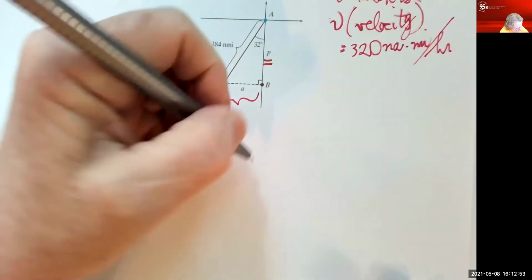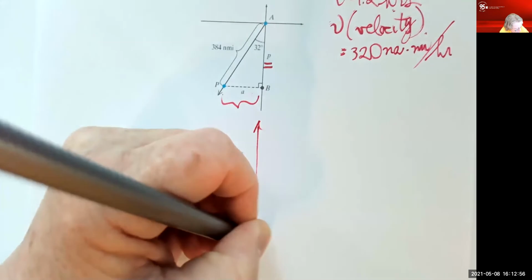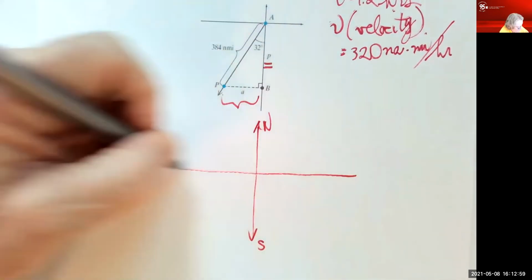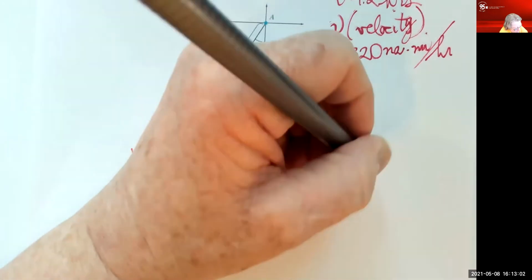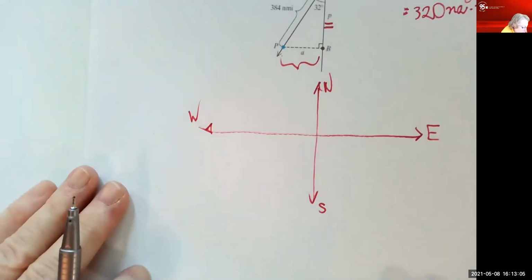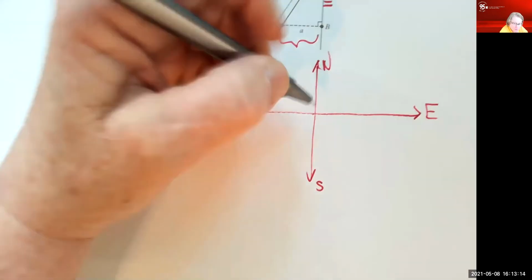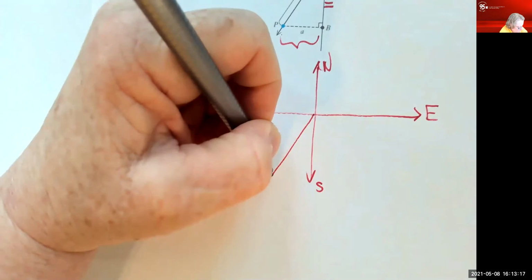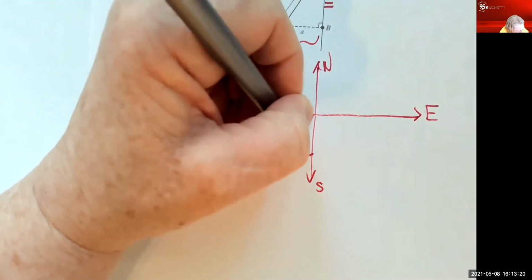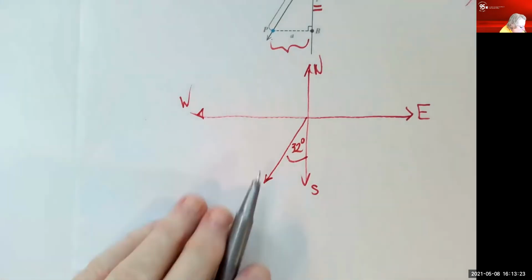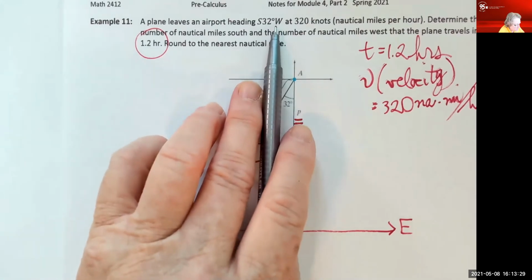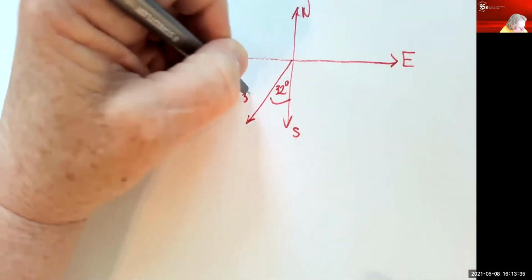We know, here's the north-south line. Here's the west-east line. We know our plane is flying south 32 degrees west. So we're below the east-west line. We're 32 degrees away. And we are west. That means that we are to the left of the north-south line. Okay, so here's our plane flying 320 knots.